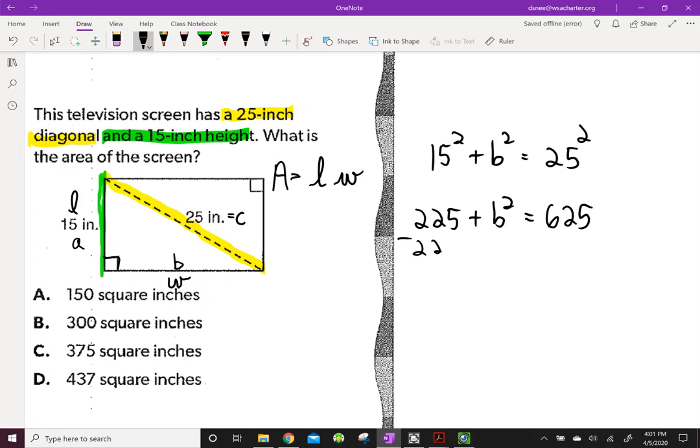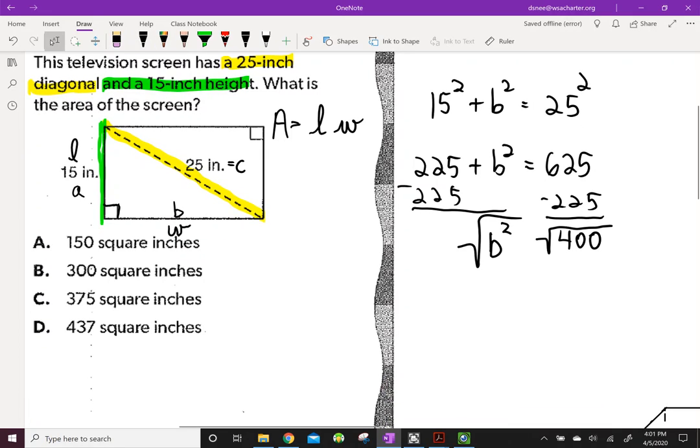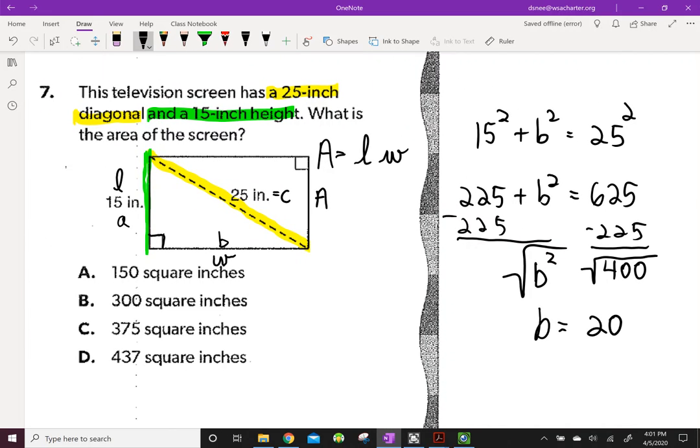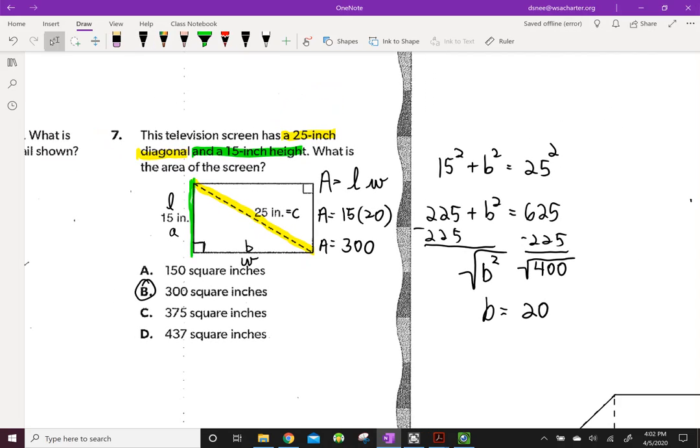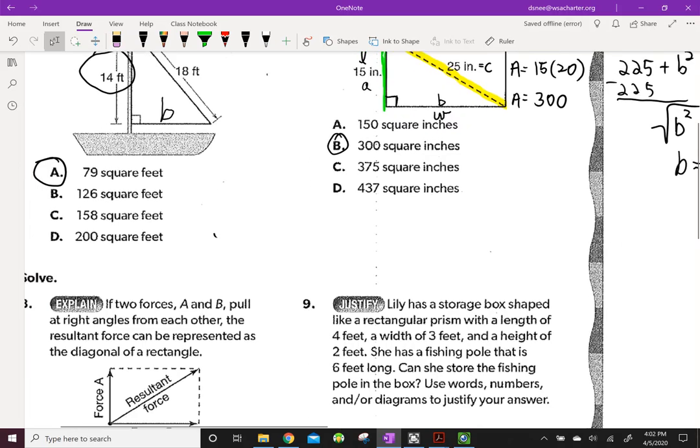And if I subtract 225 from both sides, then I find that B squared is equal to 400, and the square root of 400 is 20. Okay, so the bottom side of that rectangle, the base of that television, is 20. And if B equals 20, or W equals 20, and L, or A, equals 15, then 15 times 20. Well, I know 15 times 10 is 150, and I multiply that by 2, and that's 300. So the area is 300 square inches. Okay, that's number 7. That's finding the area of a television screen with having the diagonal and the length.